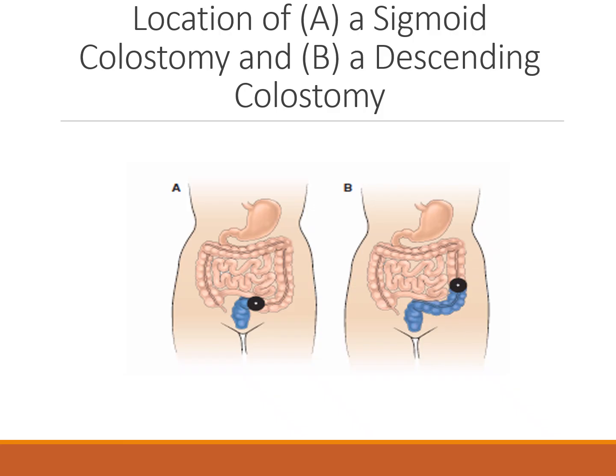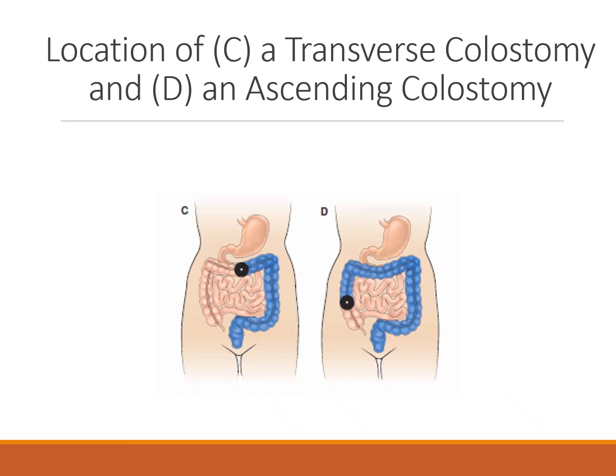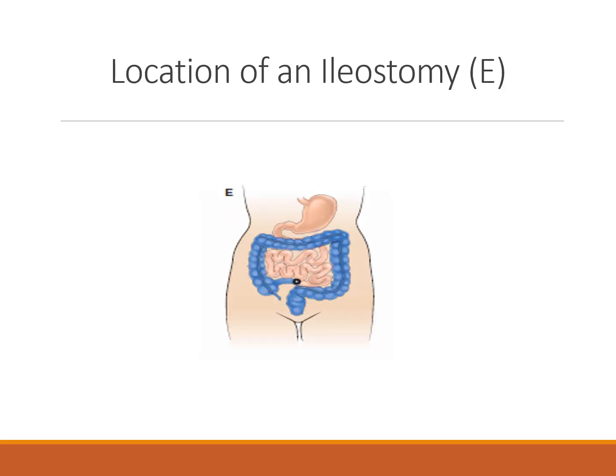So on this diagram, A is a sigmoid colostomy and B is a descending colostomy. Here on picture C, you see a transverse colostomy, and D is an ascending colostomy. And here you can see the location of an ileostomy.